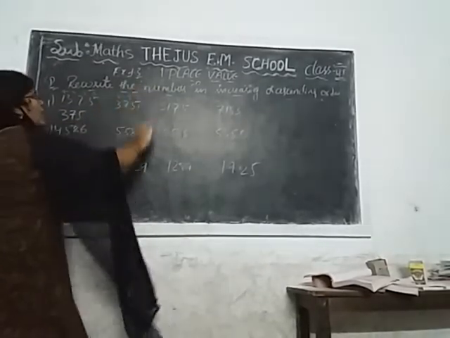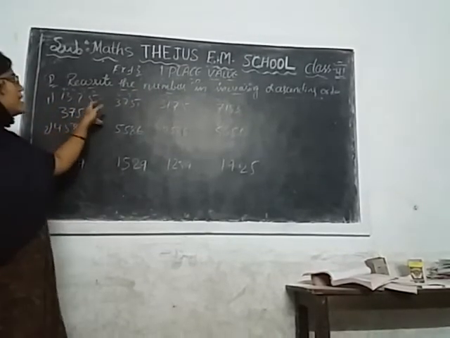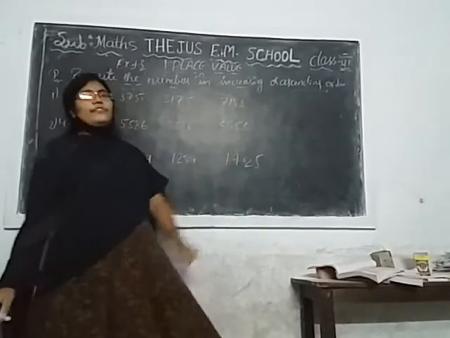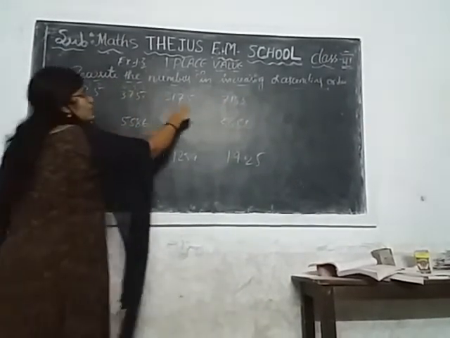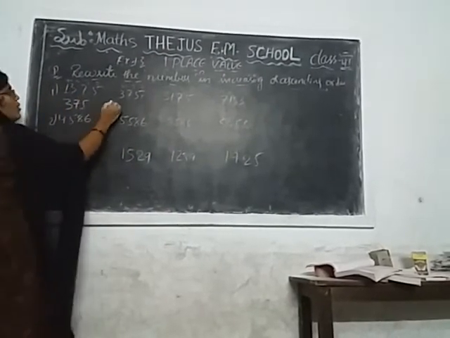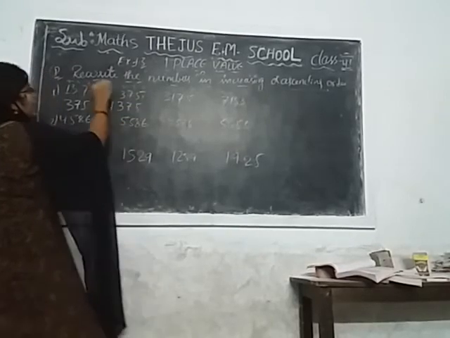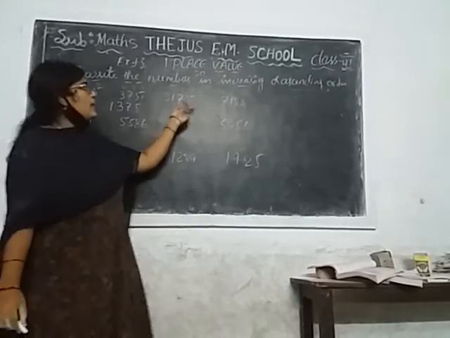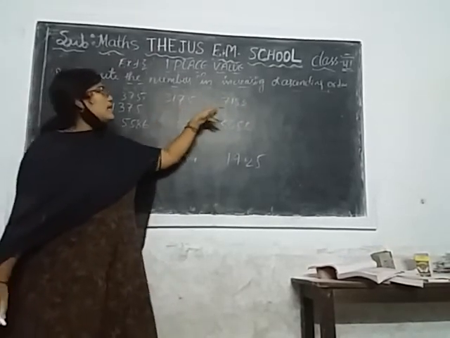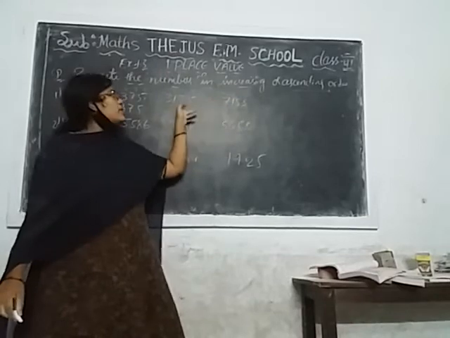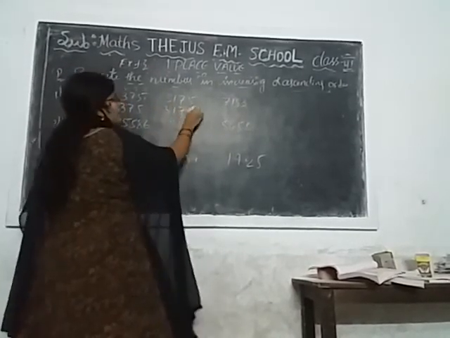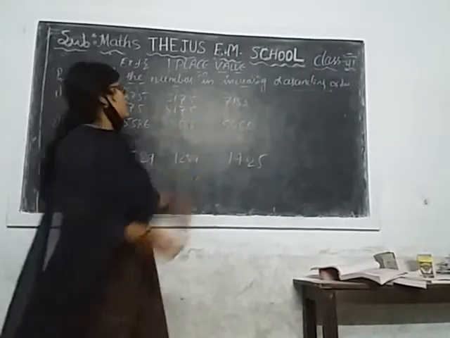Okay, take this one. After that 1375, 3175, 7153. Among these three numbers, what is the smallest number? 1000. So 1375. After this, these two numbers remaining. Okay, this is the 3000, this is the 7000. When compared to these two numbers, which is the smallest number? 3000. So 3000. After that 7000, last number.